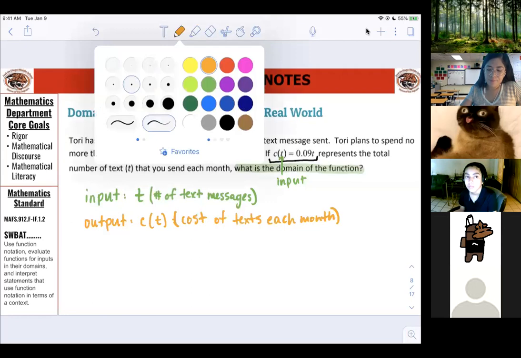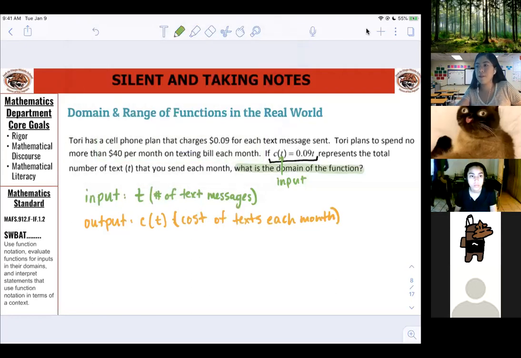So let's think about this. If I'm paying for text messages, is the number of text messages going to be whole numbers, fractions, or something else? Whole numbers, right? Because I can't send half of a text message. Each message I send is one whole message. So I could have one message, two messages, three messages, and keep going. So when you read this type of problem, it's very important to think about whether I'm talking about whole numbers or fractions and decimals.